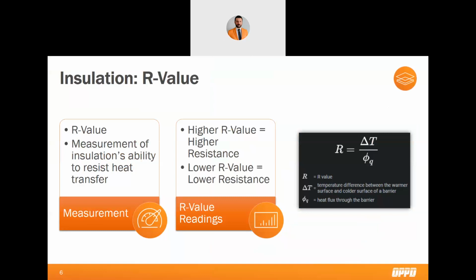We call this R value. This is a measure of the insulation's ability to resist heat traveling through it. In other words, slowing the flow of heat from one space to another. How to read and understand the R value is pretty straightforward. The higher the R value, the better the insulation is at that reduction of heat transfer.